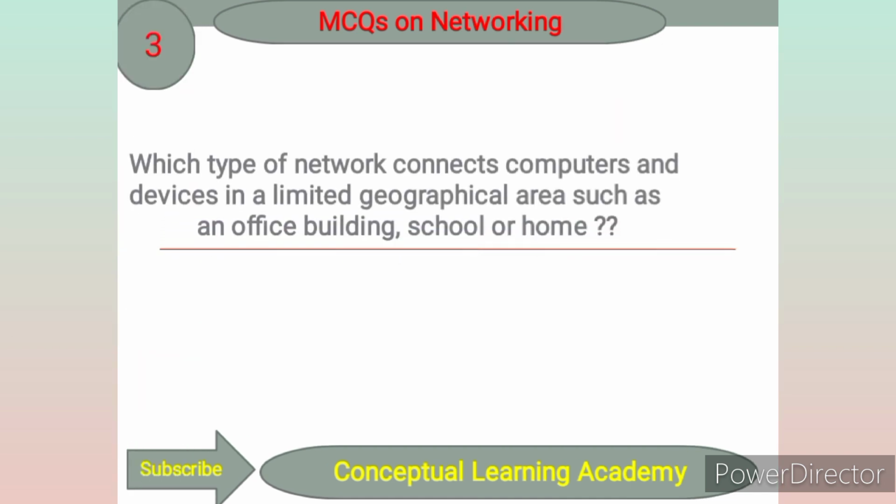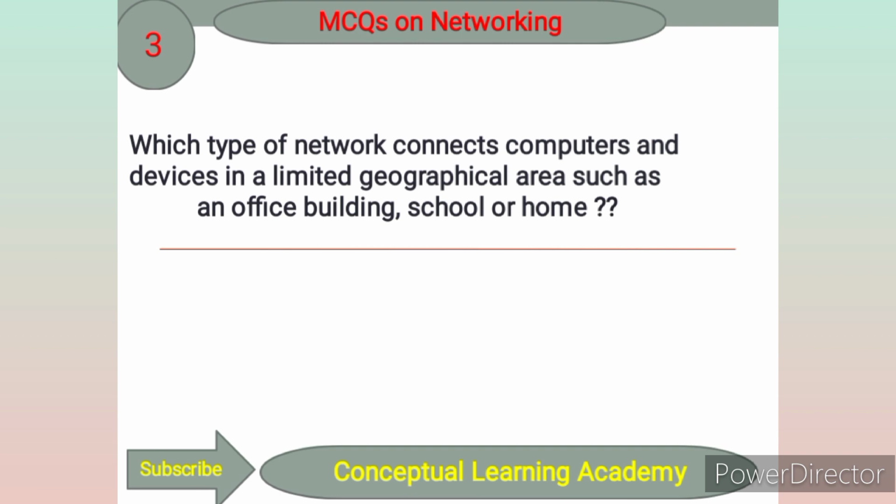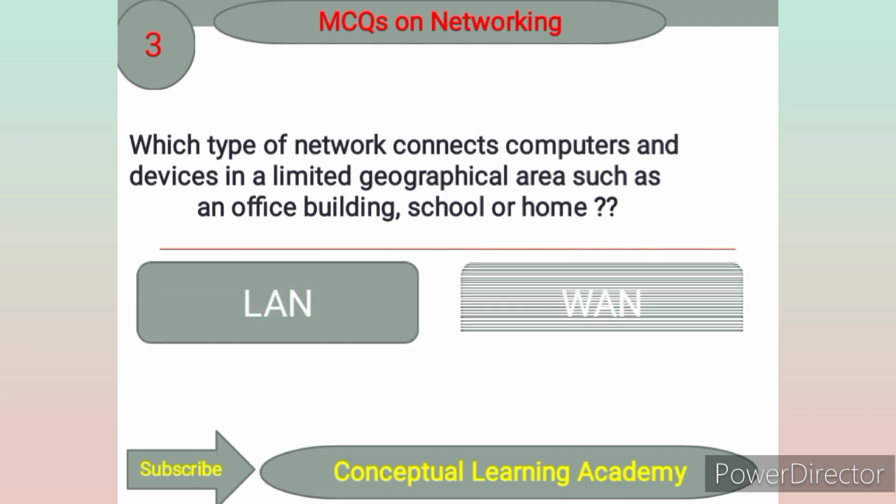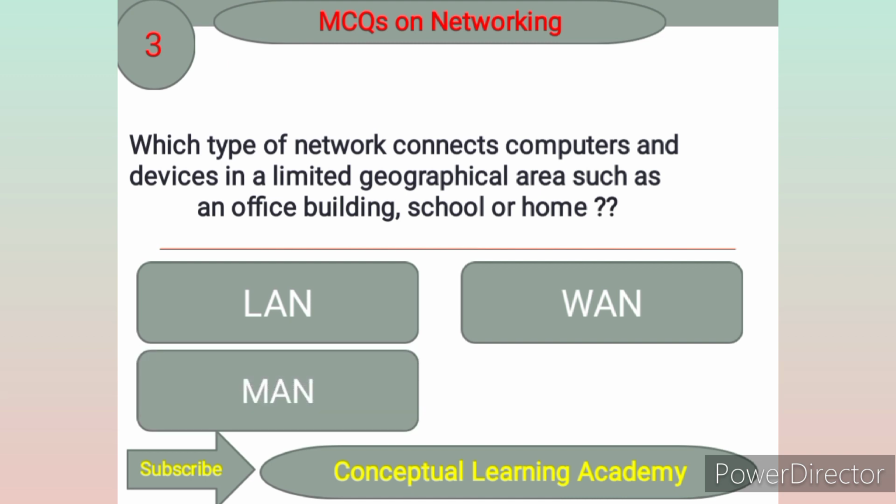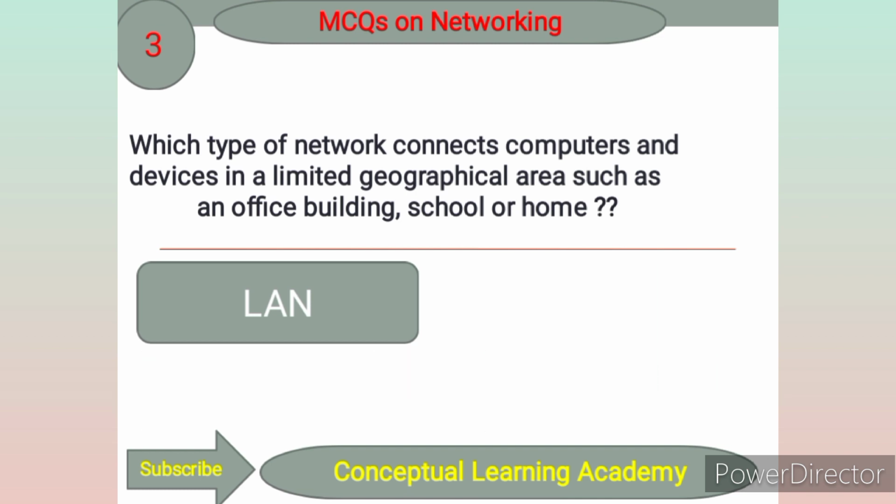Question number 3. Which type of network connects computers and devices in a limited geographical area, such as an office building, school, or home? Option number 1, LAN. Option number 2, WAN. Option number 3, MAN. Option number 4, VPN. The correct answer of this question is LAN.